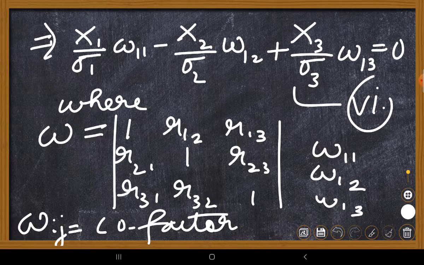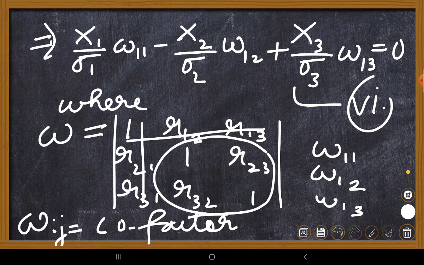Omega 11 is obtained by cutting off the first row and first column, and this will be your omega 11. Omega 12 will be from the first row, second column, and so on.